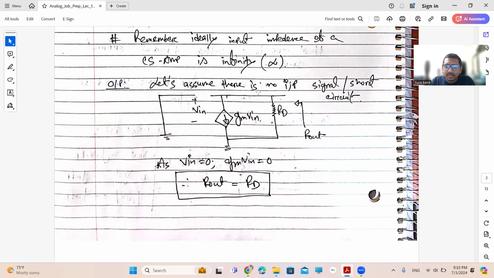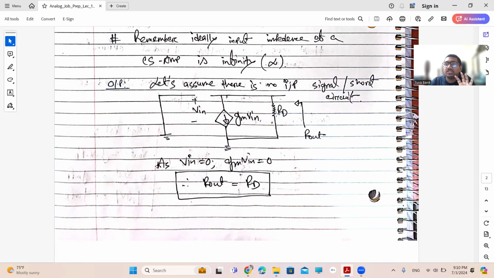And if there is a current flowing in this branch, we can see that as V in is zero, as it is shorted, there is no gm times V in. So the only resistance is RD. So the output resistance of a common source amplifier is RD.